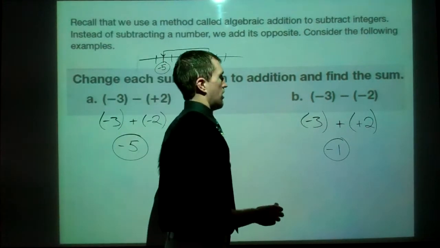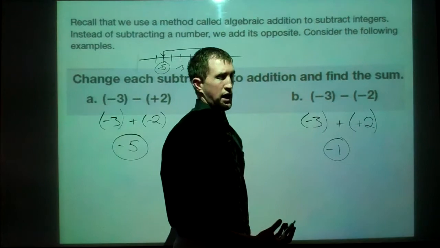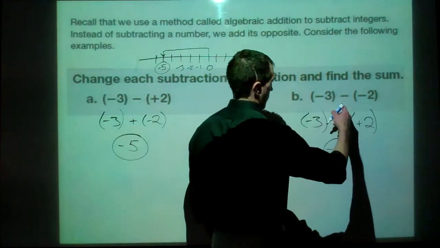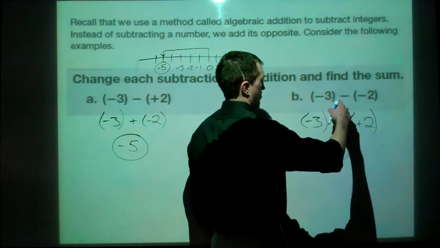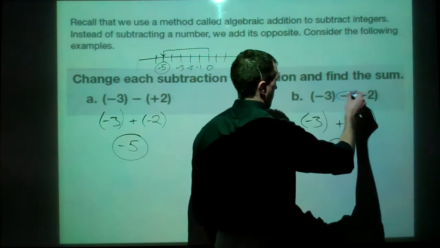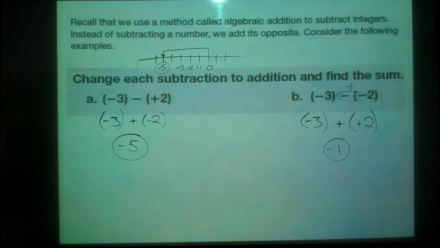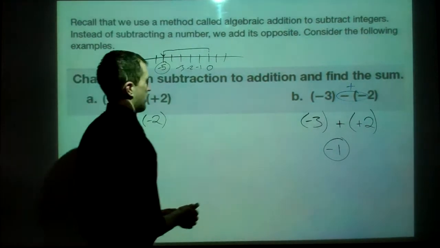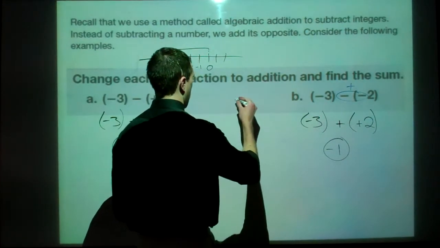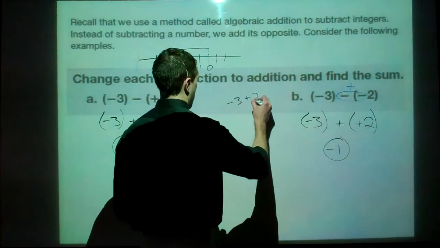Sorry about that. One thing that I always looked out for when I was in school, if I ever saw a negative or a minus a negative, I just knew that that was going to be turning into a plus. -3 plus 2. So another way we could have written that one was -3 plus 2.